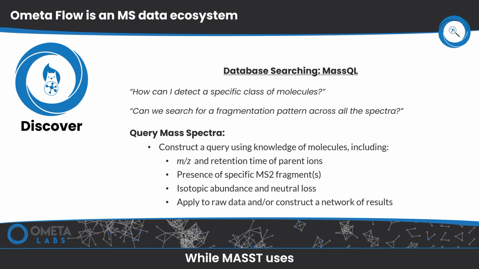While MASST uses MS2 spectra to find matches, the mass spec query language, or MassQL, allows you to perform flexible searches of mass spectrometry data for specific chemical classes, substructures, neutral losses, retention times, charges, isotope abundance, etc. This powerful and flexible search tool can be used on raw mass spectrometry data or within a network to identify compounds of interest using their unique spectral features.